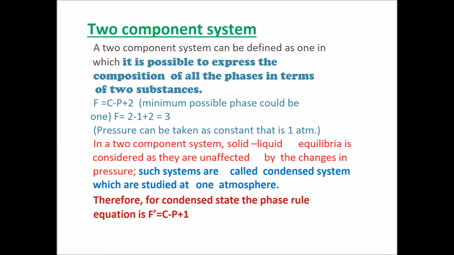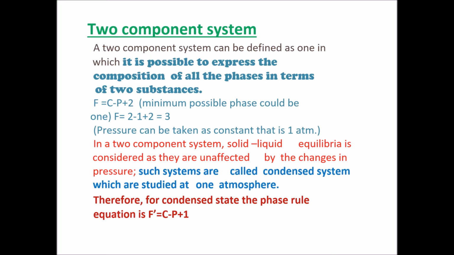We have seen that in the water system also. The water system is called a one-component system because for the representation of all the phases of the water system, only one component is required, that is H2O. Here, for the representation of all the phases of this system, a minimum of two components, silver and lead, are required. That is why it is called a two-component system.